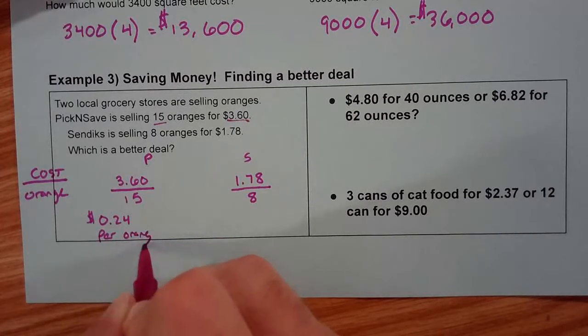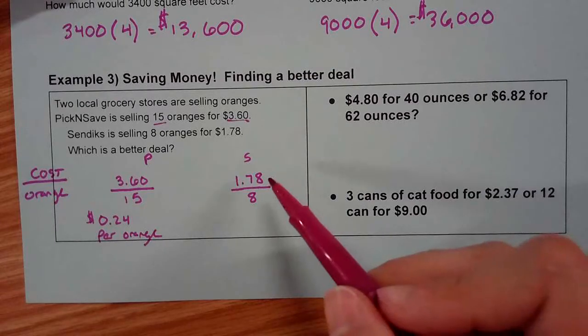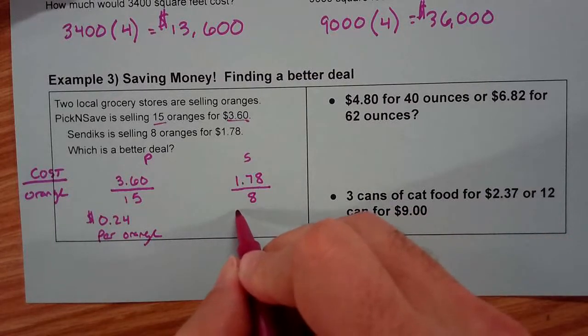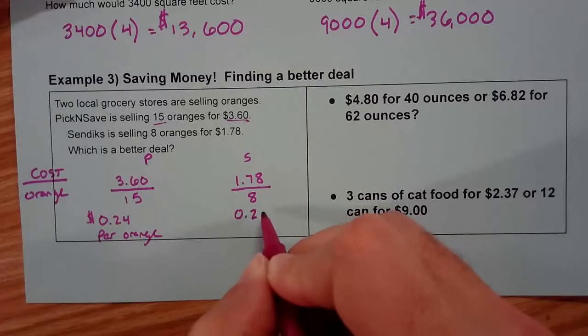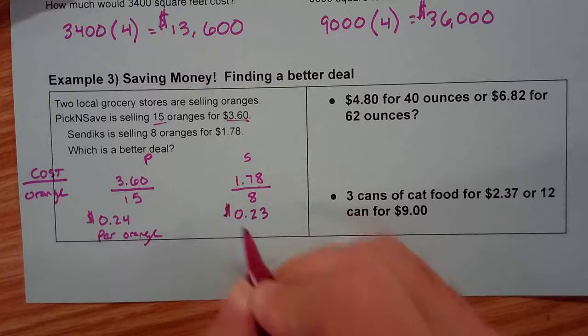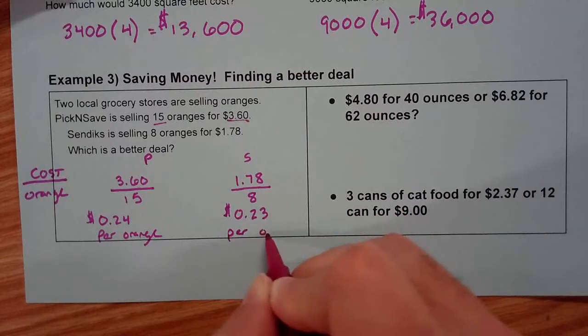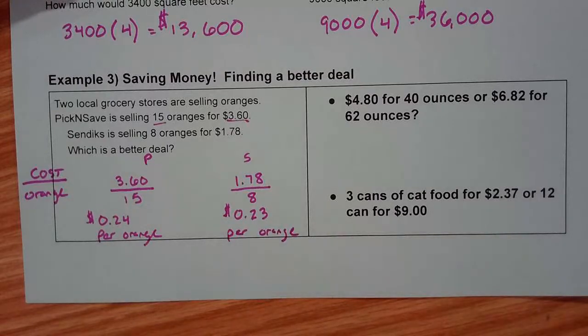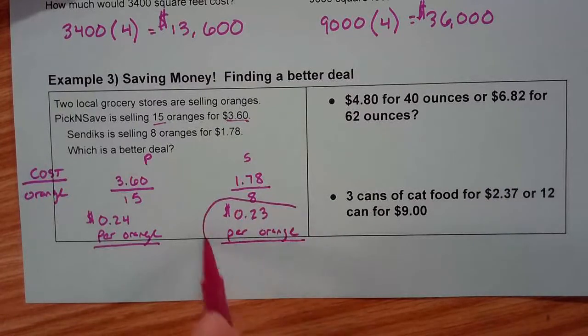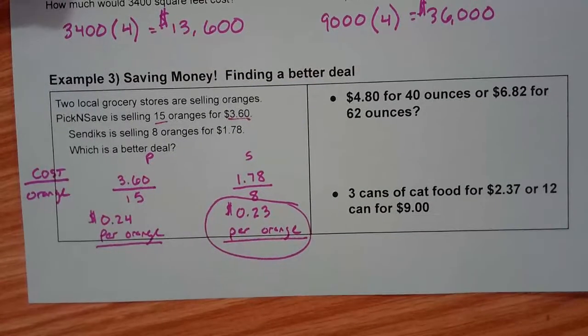So again, it's out of 1 orange. And at Sendix, I get 0.23, so about 23 cents per orange. Since they're both out of 1 orange, I can compare, and it looks like Sendix is the better deal. It's cheaper by a cent.